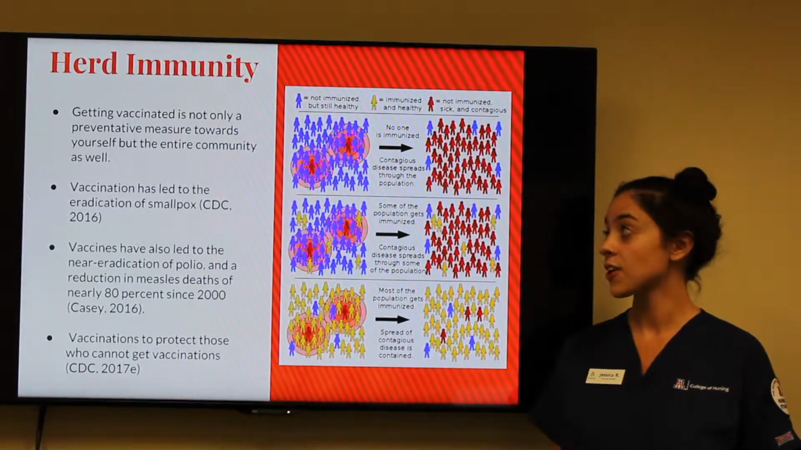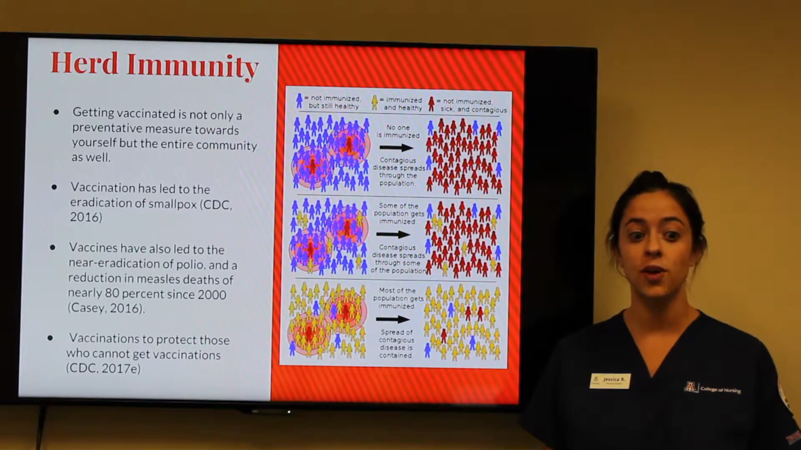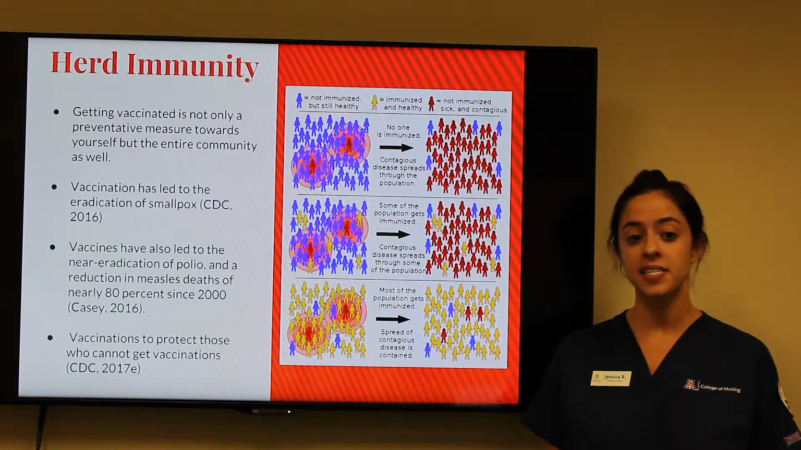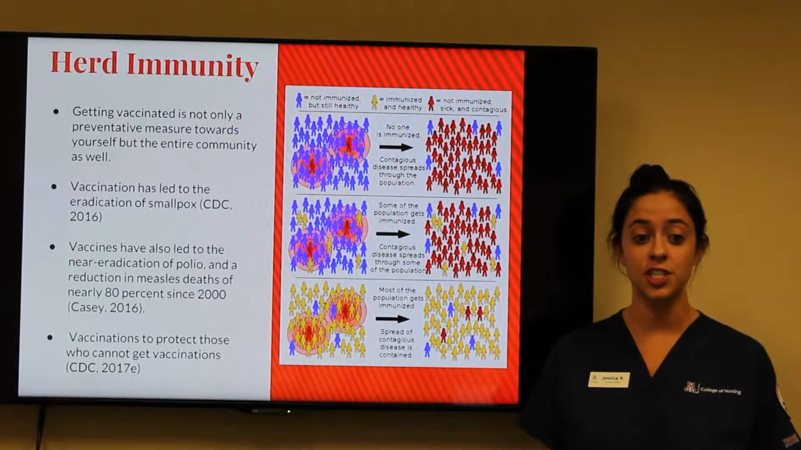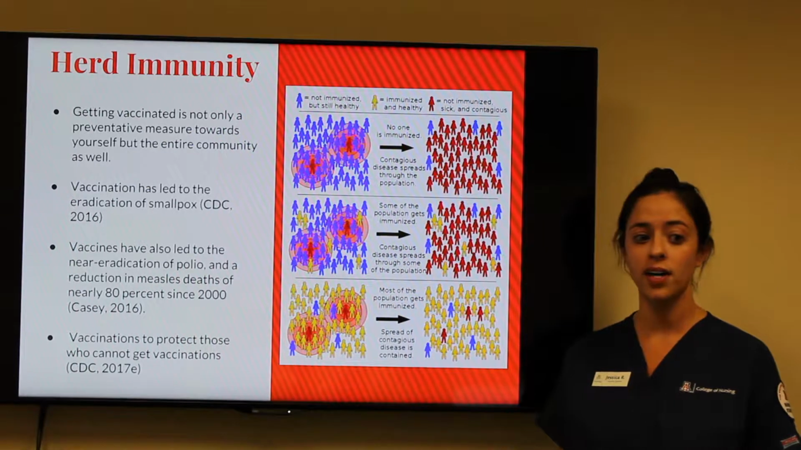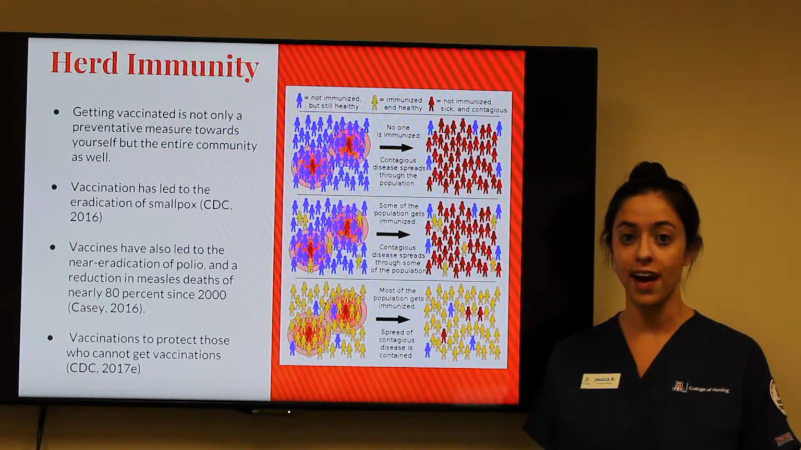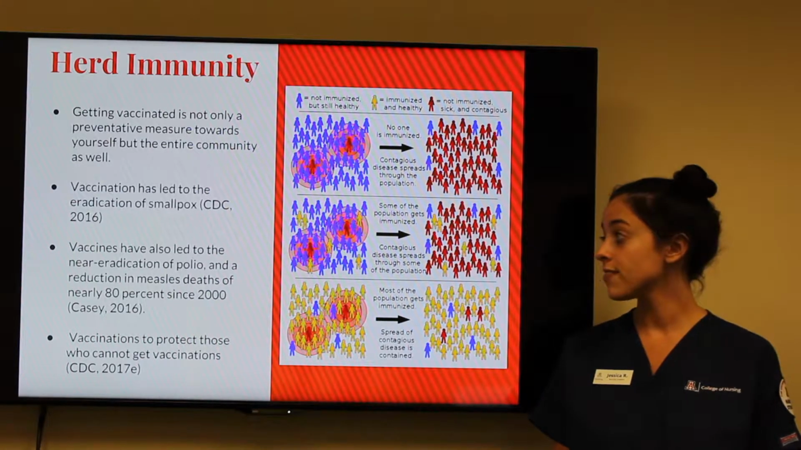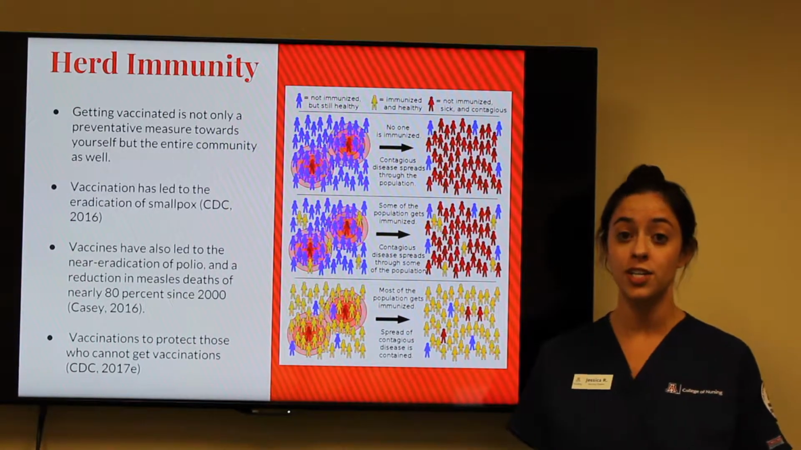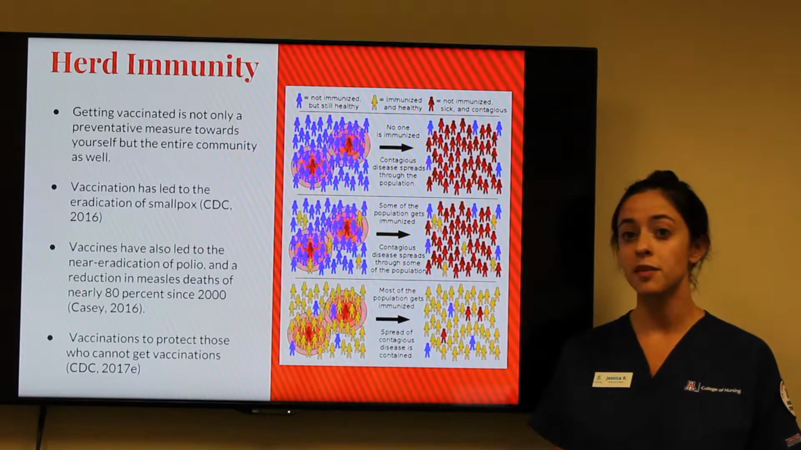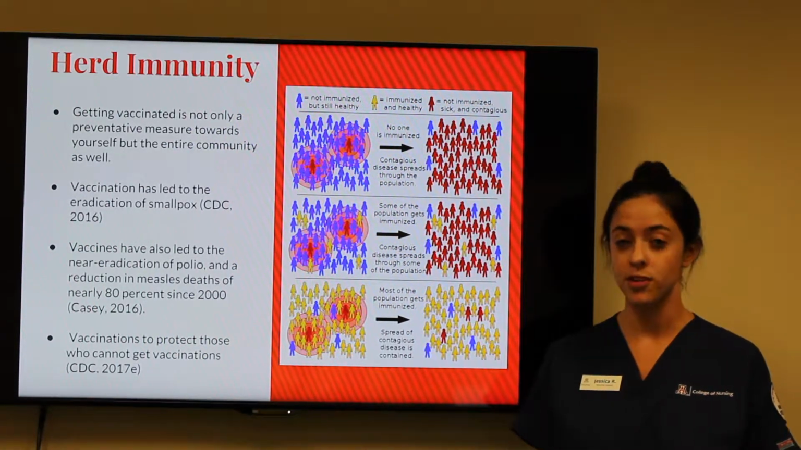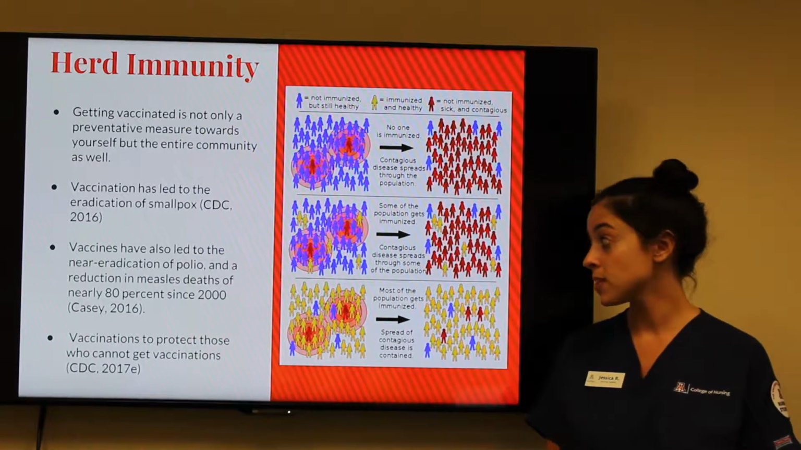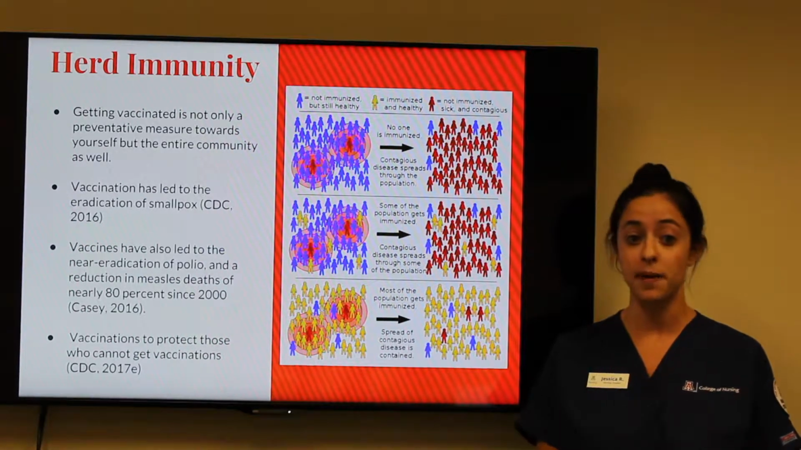So this slide is on herd immunity, and vaccinations are one of the greatest life-saving developments in human history. And this can be seen by the great public health achievement of the eradication of smallpox. Since a large amount of people were vaccinated, smallpox is now completely eradicated. Additionally, vaccines have also led to the near eradication of polio and a reduction in measles deaths by nearly 80% since the year 2000. So that's a large amount of people that have not been infected by measles.